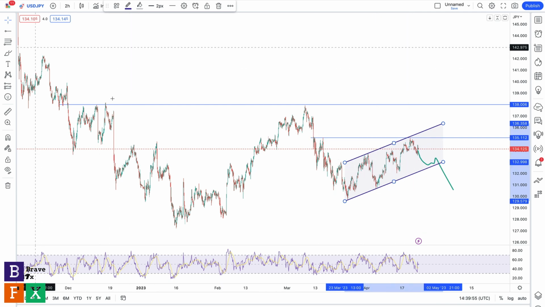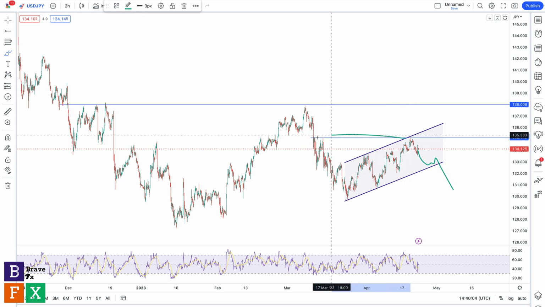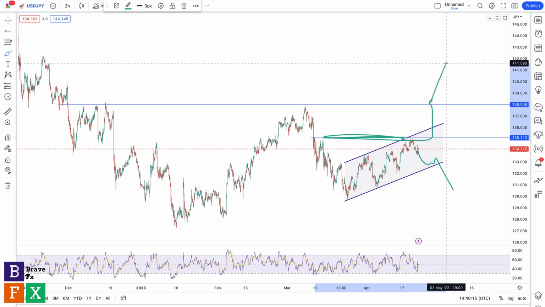So the only way I'm going to consider going long is if we take out these highs here. So if we take out this resistance level, then this would be a good opportunity to go long. So we're going to go long, targeting these levels as our first target, and if we take out this resistance level, then we're going to aim for higher price levels. So this is just my outlook for USD-JPY briefly.